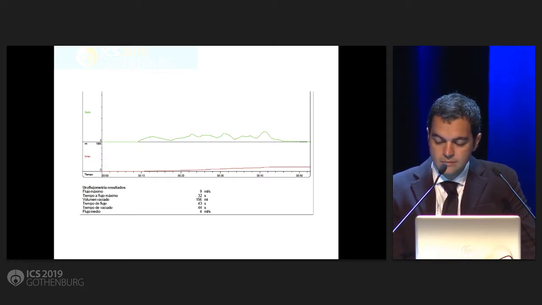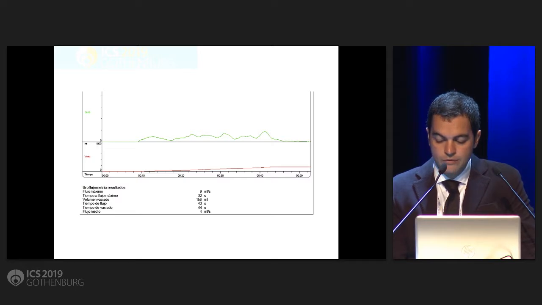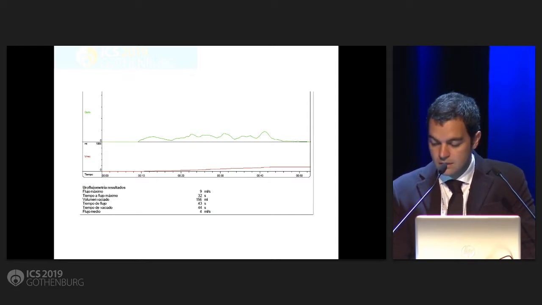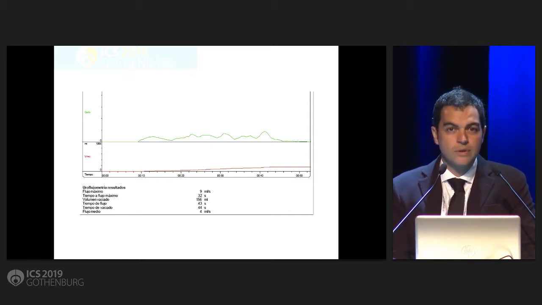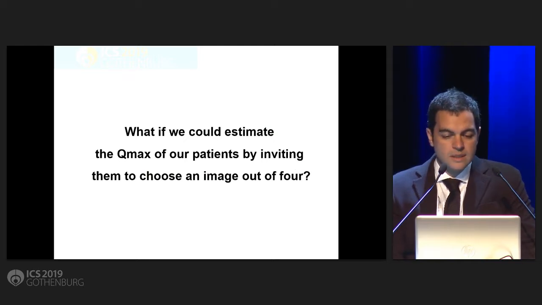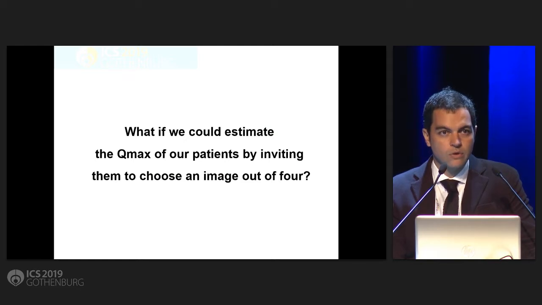With that in mind, different flows for different values of Qmax, we encountered the idea of analogical uroflowmetry at the outpatient clinic. In the office, we do not usually have a uroflowmeter available. With that, we need to schedule the patient for a uroflowmetry and reschedule for the office afterwards to see the results. Total 3 appointments. What if we could estimate the Qmax of our patients by inviting them to choose an image out of 4?